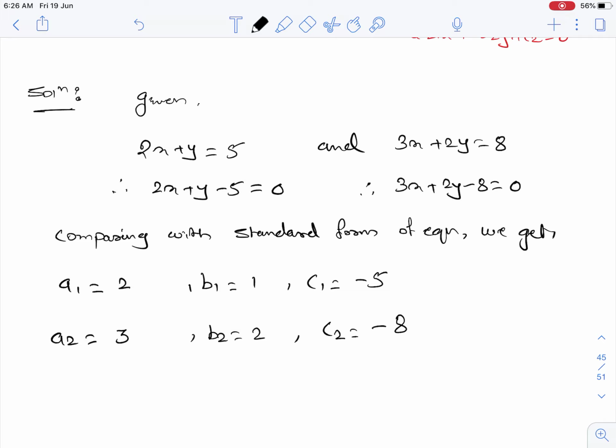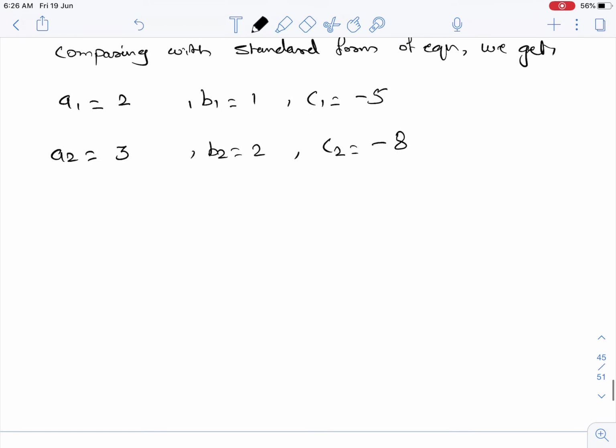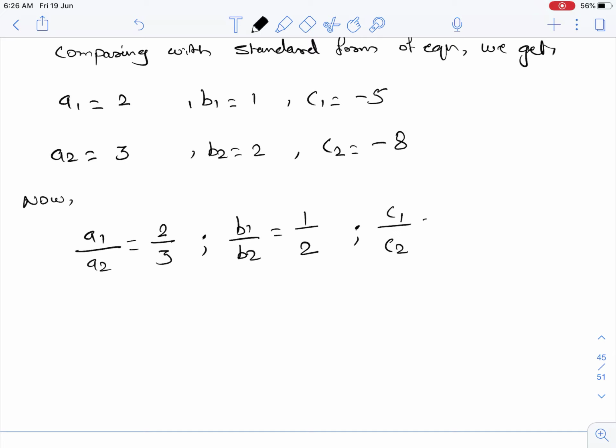Now the very first thing we are going to revise is how many solutions are possible. For that we have to find the ratios a1 upon a2, b1 upon b2, c1 upon c2. Now a1 upon a2 equals 2 upon 3, b1 upon b2 equals 1 upon 2, and c1 upon c2 equals minus 5 upon minus 8, that equals 5 upon 8. It can be seen that none of these ratios are equal to each other.